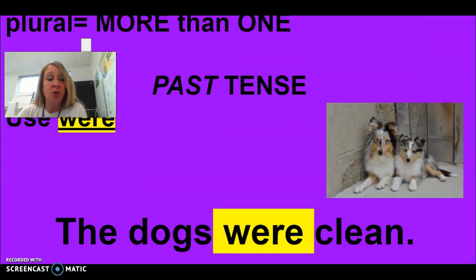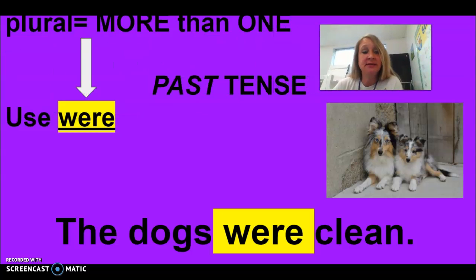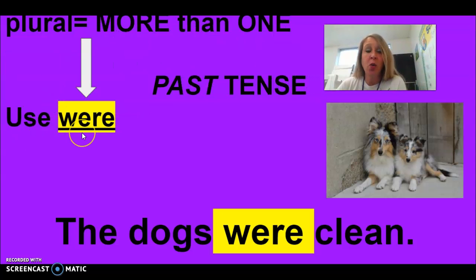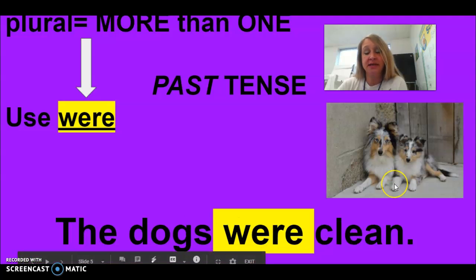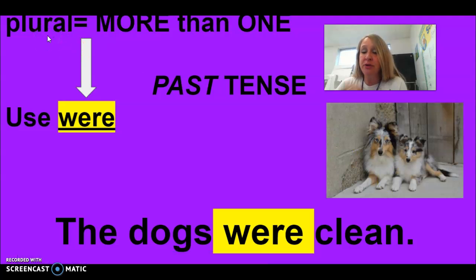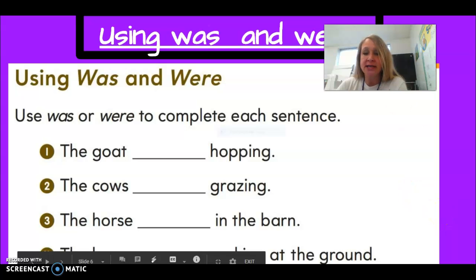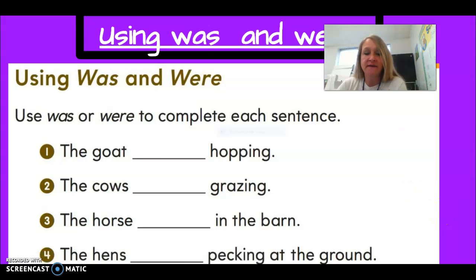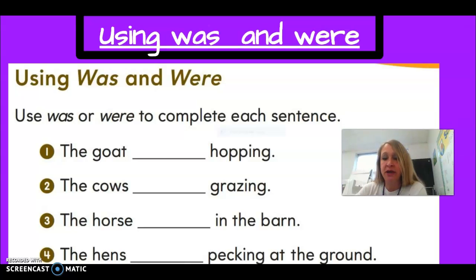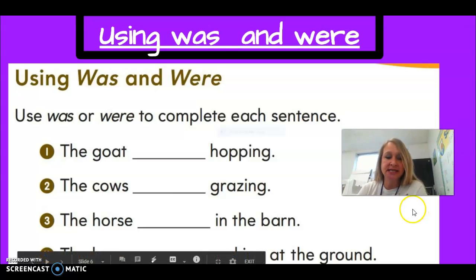If it's more than one and it's past tense, you're going to use the verb were. The dogs were clean. They still look pretty clean. Aren't they cute? Plural means how many? More than one. If it's plural, it's past tense, use were. The dogs were clean.